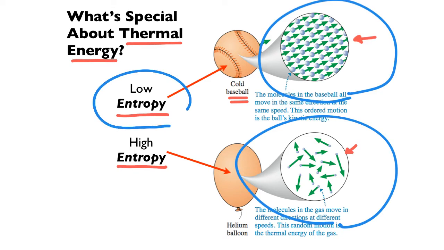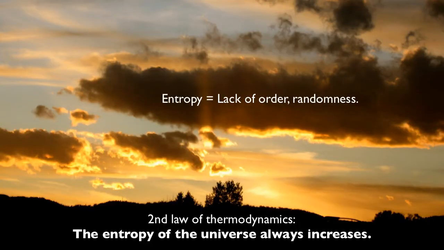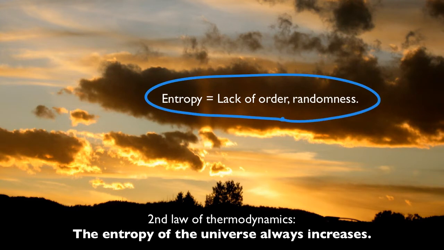The top one is low entropy. The bottom one is high entropy. And so when I have thermal energy, it's associated with higher entropy because the motions are random. And we can define entropy that way. It's like a lack of order or a randomness. We'll have more things to say about that later.